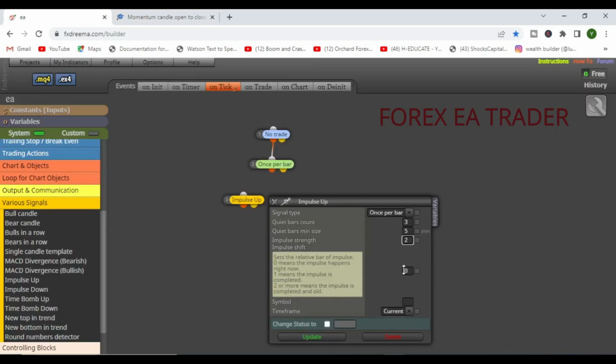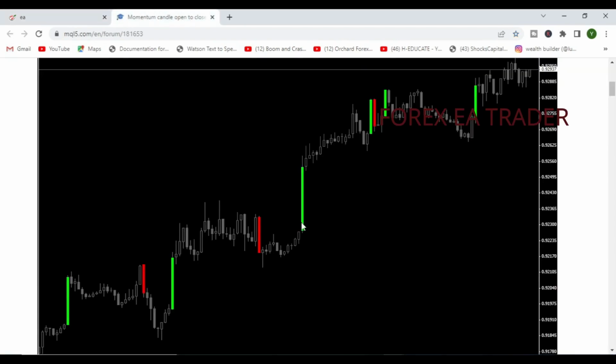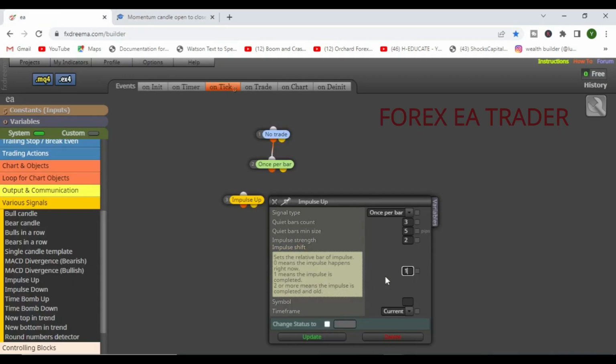So maybe you want to leave it at 0 if you want, or you might want to set it at 1, because 1 means the impulse is completed. So we can wait for the impulse to complete, then we buy from there. That's what we mean by 1 there. Then 2 or more means the impulse is completed and old.